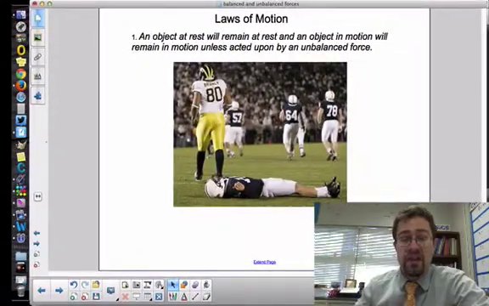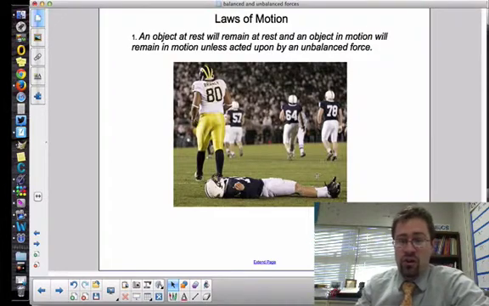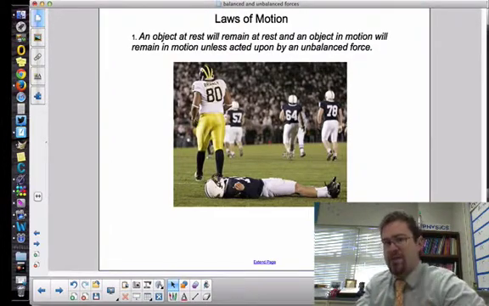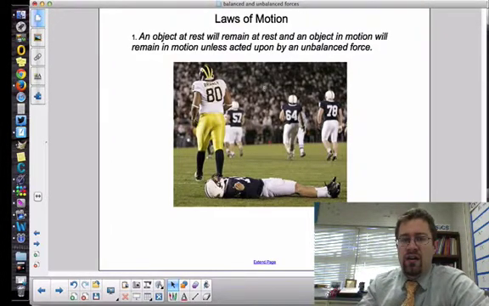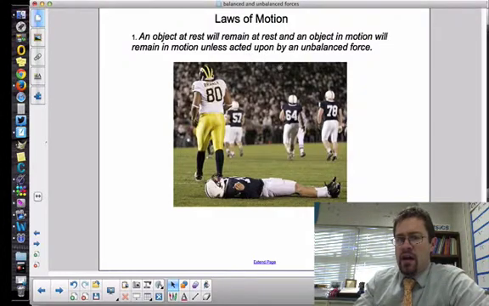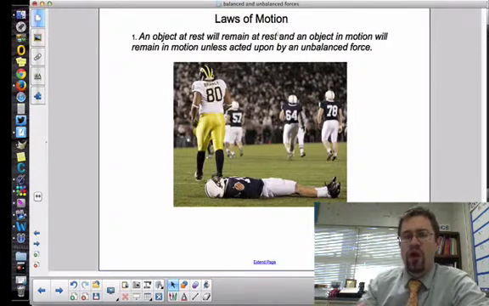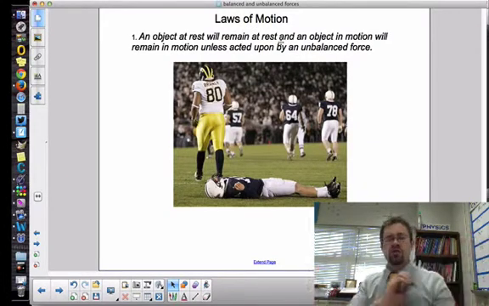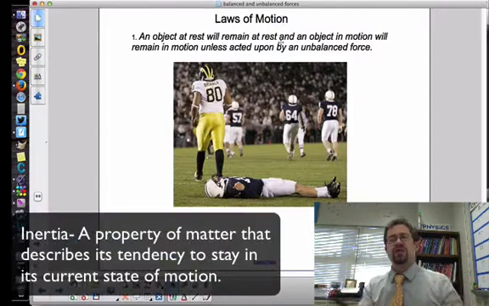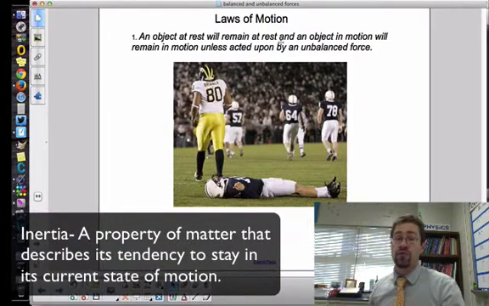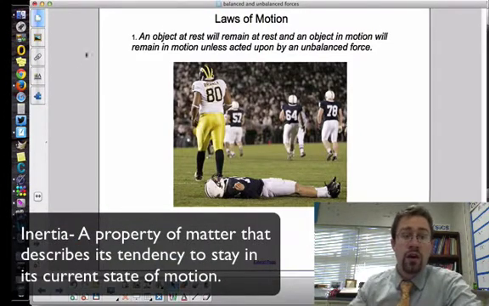So this idea here is that this kicker was standing at rest after he kicked the ball, and then he was acted upon by an unbalanced force, this guy right here. So he's on the ground. So he ended up moving. He was in motion. And so that's Newton's first law. The idea is that in inertia, things that are sitting will stay sitting. Things that are moving will stay moving unless a force acts upon it.